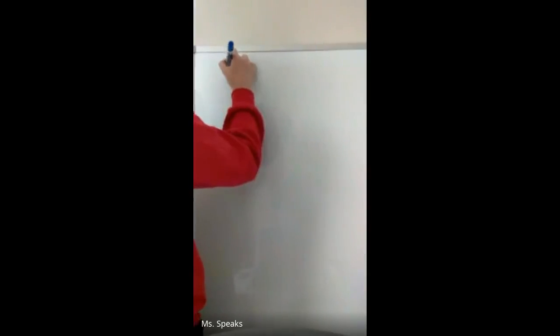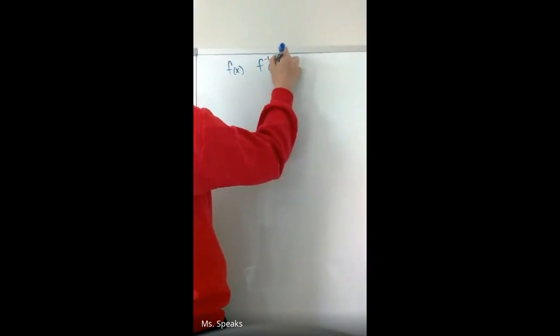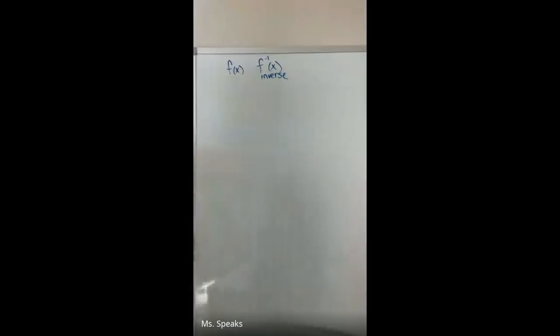Second part of this was inverses. If you remember seeing this notation, this is f of x, and then we have f negative 1 of x. That's the inverse. Hopefully that looks familiar to you.